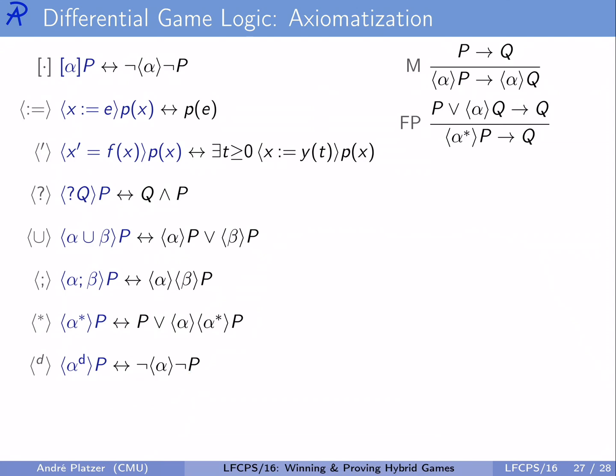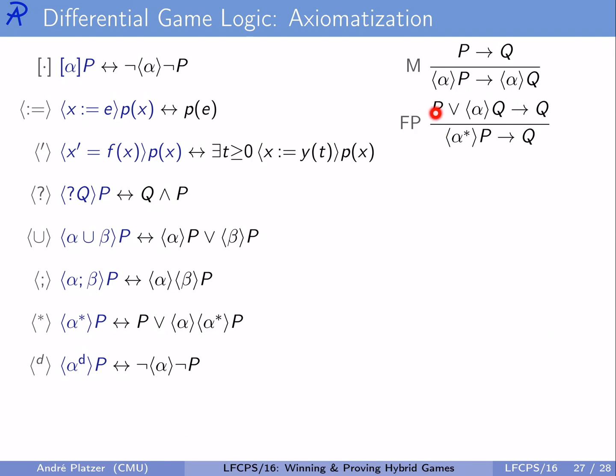The monotonicity principle says that if P implies Q, then having a winning strategy in the game of alpha to get to P implies the existence of a winning strategy in the same game of alpha to get to Q, because if the region that we would like to go to is a bit larger, it's implied by the old one, then the region from which we can make that happen is also a bit larger.